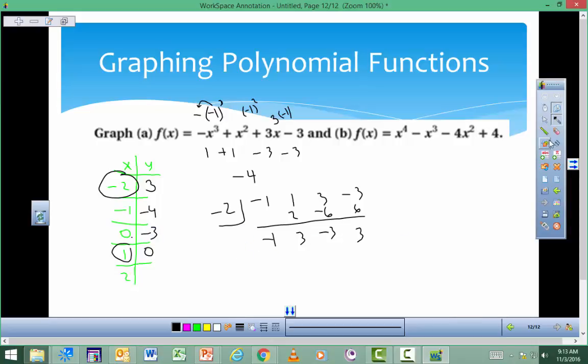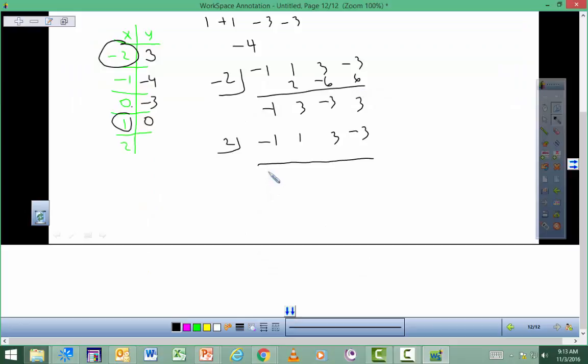All right, well now what do we do? Well, let's do one more of these. I need to find out this one, right? So I'm going to put a 2 here. I'm going to do negative 1, 1, 3, negative 3. And once again, I'm going to drop the negative 1. I get negative 2 here, and then negative 1. And negative 2 times, oh, that's a positive 2. So that's a negative 2 here, that's a positive 1. And then 2 times 1 is 2. That's negative 1. Okay, so here I have negative 1.